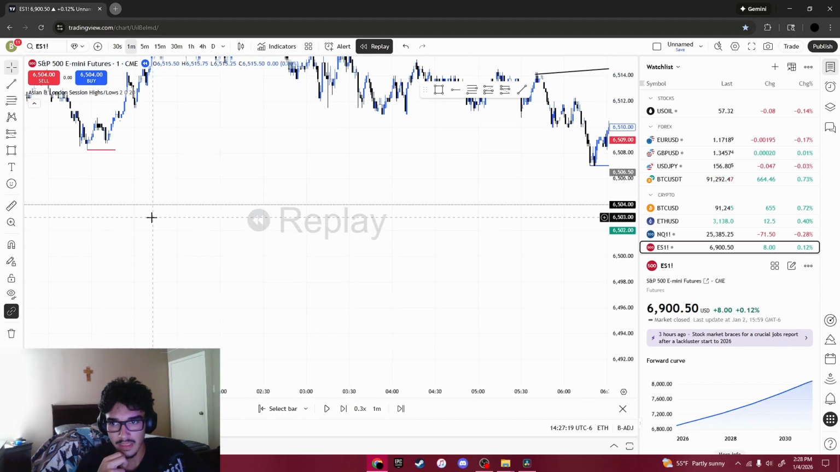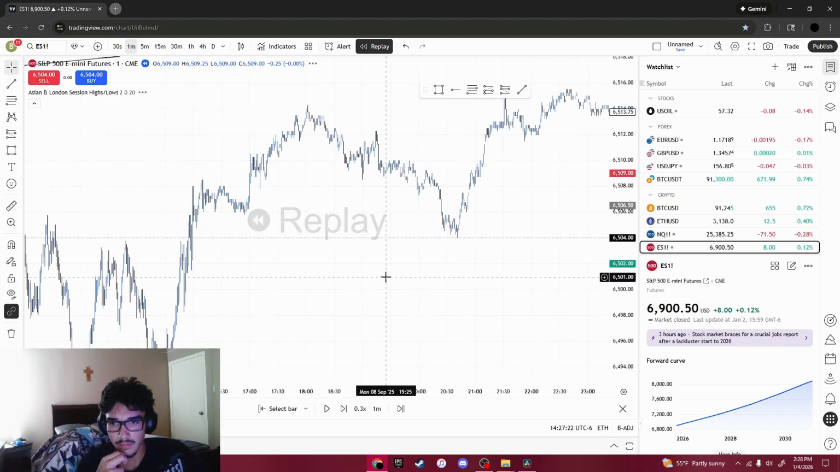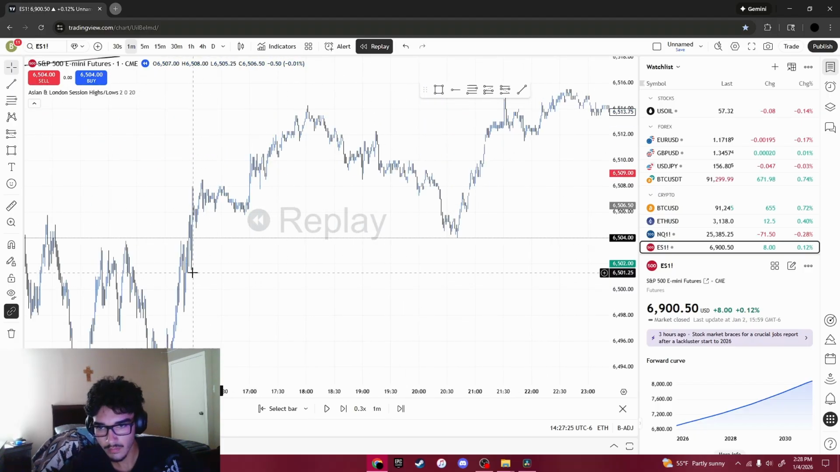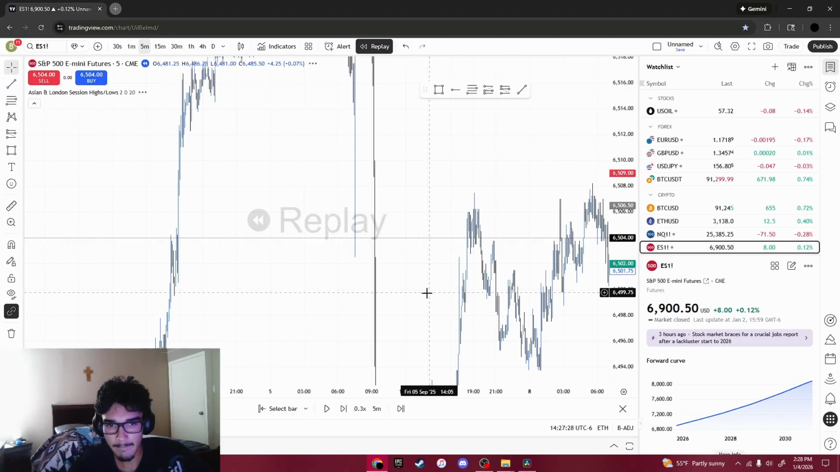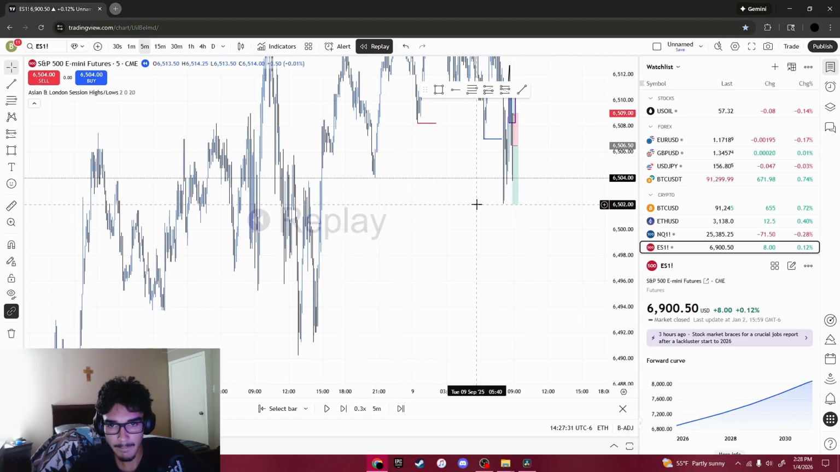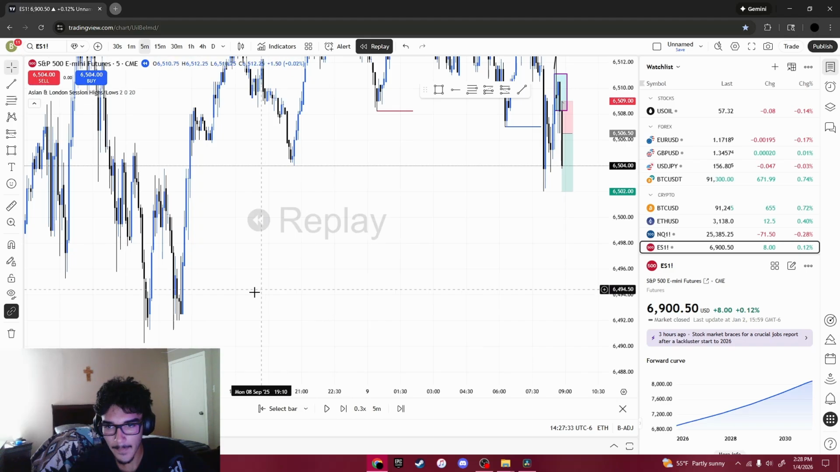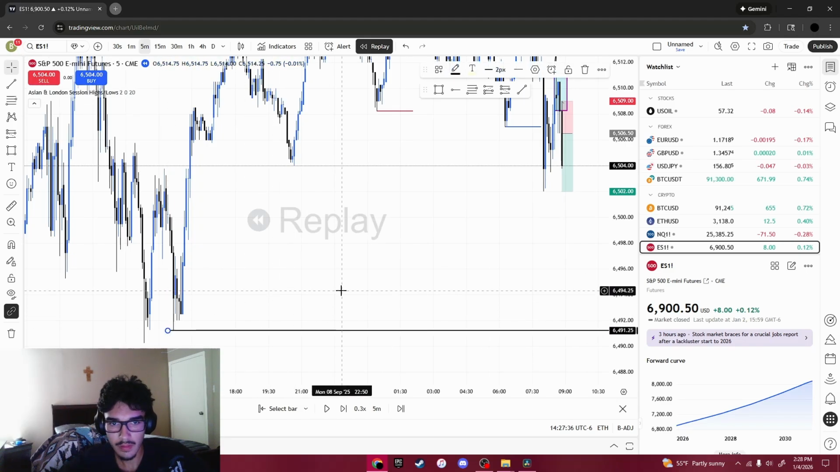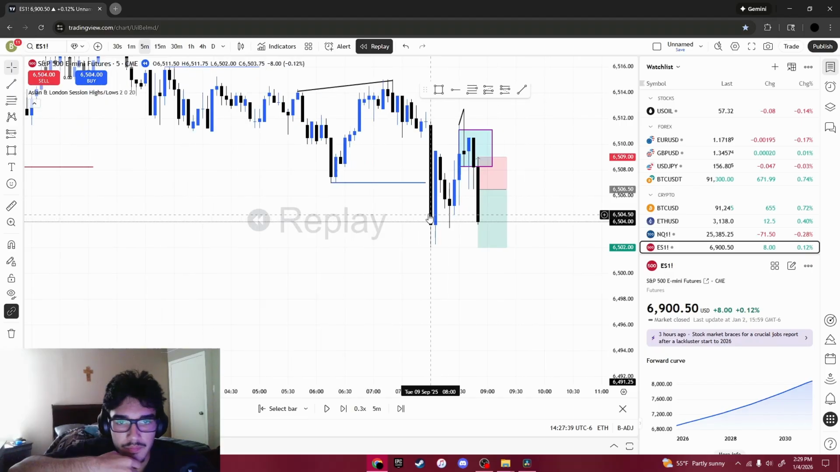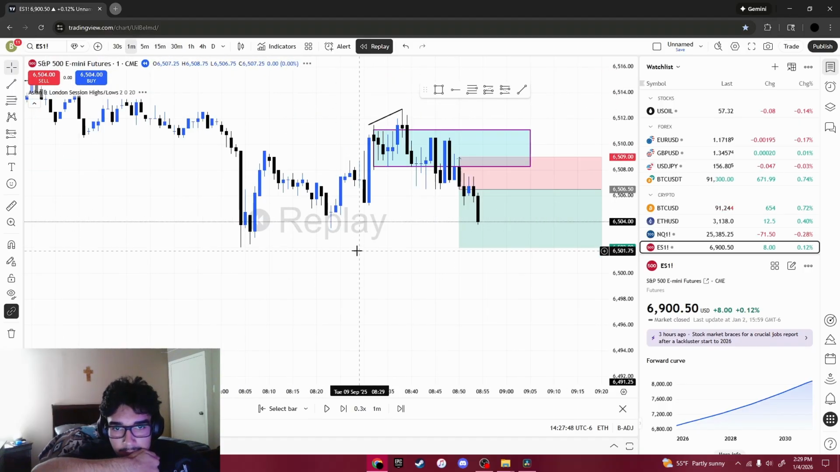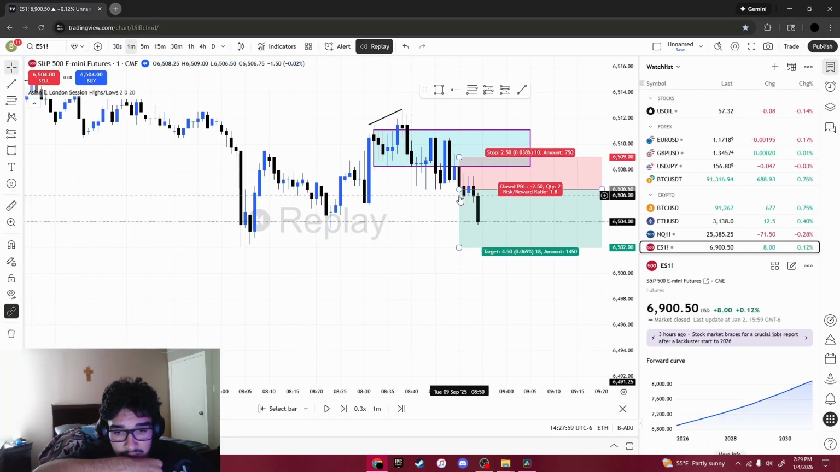Bro, I swear I had seen more too. Where is it? So up to this high, it created this SMT divergence, which created this order block and this fair value gap. I would have entered right here.